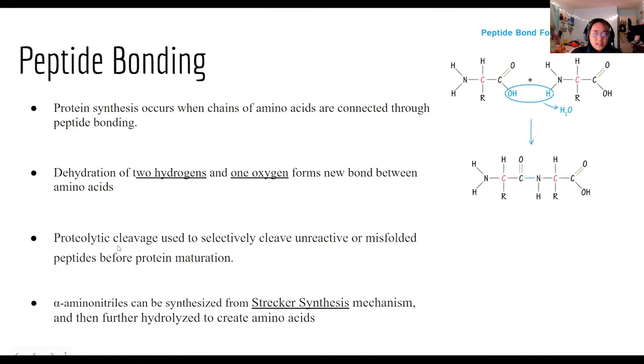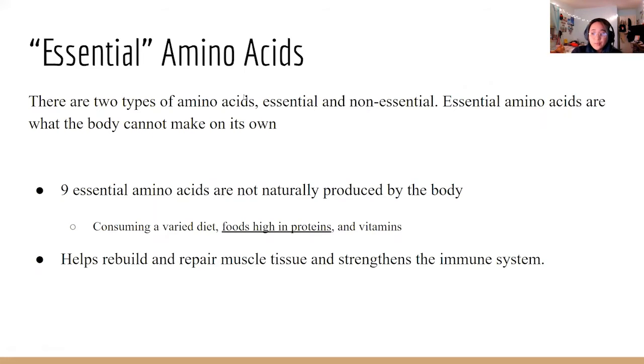Proteolytic cleavage is then used to selectively cleave any unreactive or misfolded peptides before they get transcribed into proteins. This is to make sure that any errors in the proteins don't end up being shown in any DNA or RNA. And in the laboratory, the Strecker synthesis mechanism can be used to first make alpha aminonitriles, which is an intermediate, to then be hydrolyzed, which is basically breaking it down with water, which can then create amino acids.